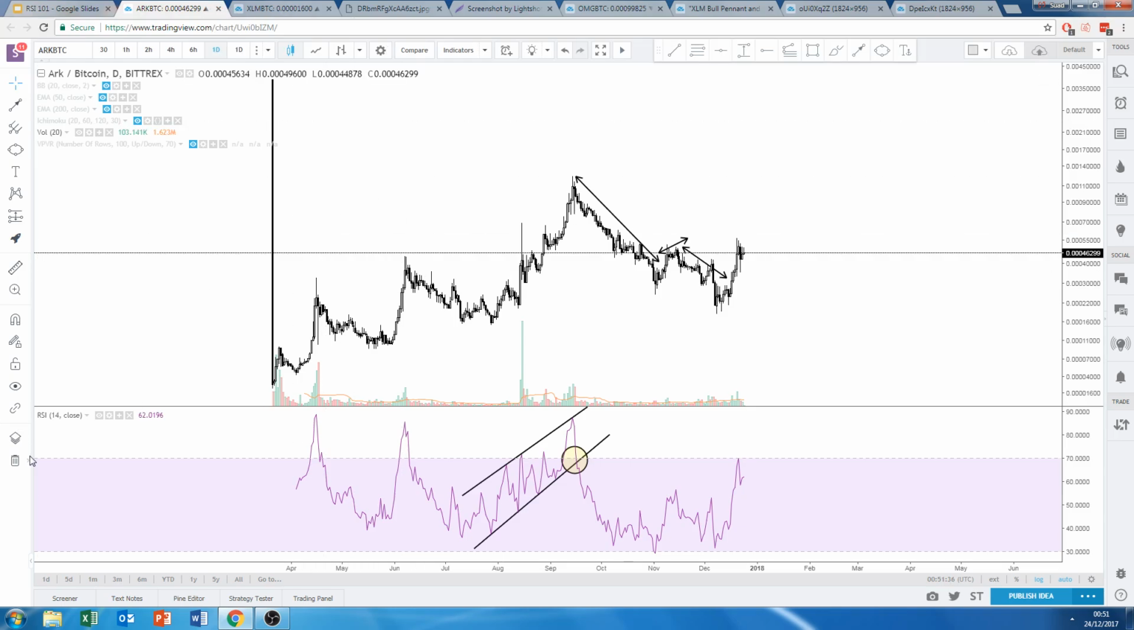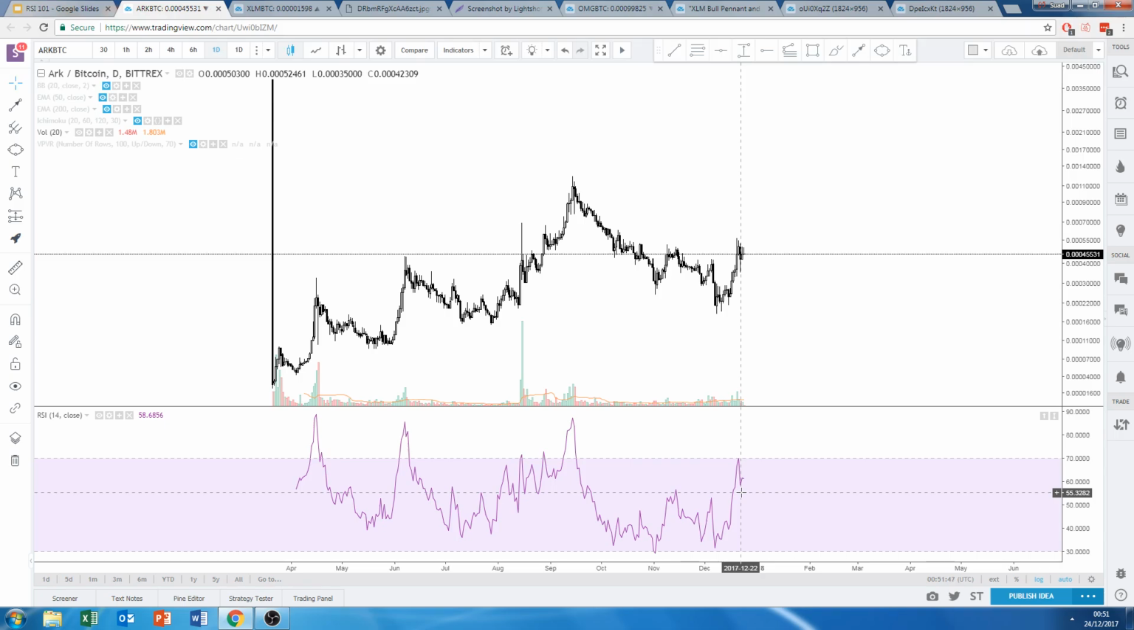And a lot of the time, it's not even this. You'll see me draw, I don't think this is a particularly good example, but I'll draw a triangle on the price, and the RSI will also form a triangle. And if they both break down, I'm more convinced that it is an actual breakdown as opposed to a fake out.